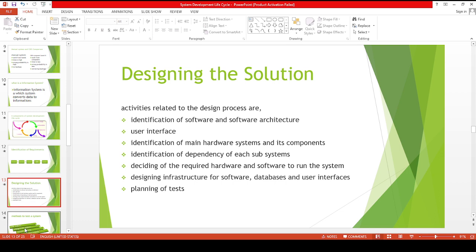Designing the solution. Activities related to the design process are identification of software and software architecture, user interface, identification of main hardware systems and its components, identification of dependency of each subsystem, deciding the required hardware and software to run the system, designing infrastructure for software, databases, and user interfaces. Last one, planning of test.